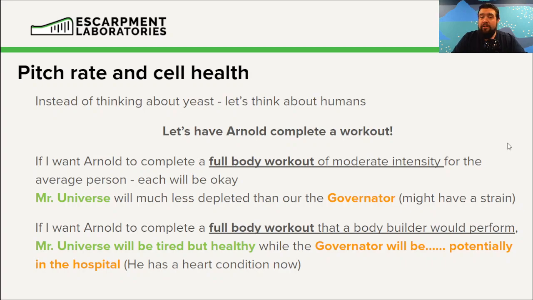The Governator may have a strain or a sprain or something like that. He may have hurt a muscle, pulled something, but they're both going to be alive and, arguably healthy at the end of it. Both still viable. Vitality between the two will be different.